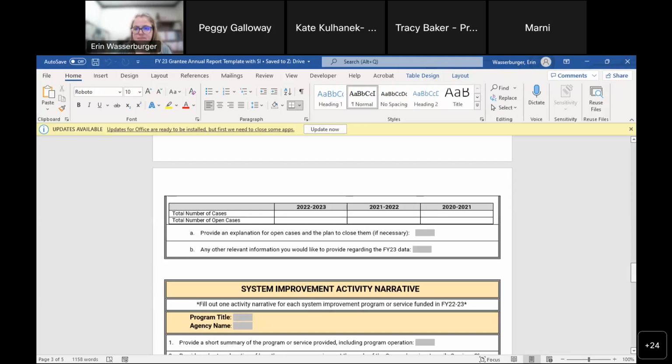Erin, this is Kelly Munoz. I would just have a question. Since I have 4 counties, do I need to do a separate one for each county or just one?